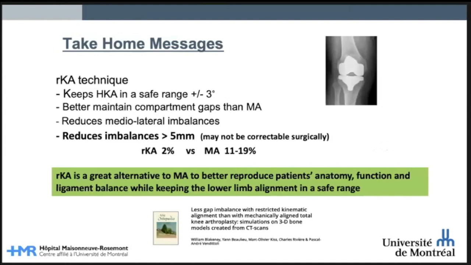So the take-home message here is that the restricted kinematic alignment technique keeps HKA in a safe range of plus or minus 3 degrees. It better maintains compartment gaps than MA. It reduces medial-lateral imbalances. Moreover, it reduces the imbalances above 5 millimeters, which may not be correctable surgically. So RKA is a great alternative to MA to better reproduce patient anatomy, function, and ligament balance while keeping the lower limb alignment in a safe range.